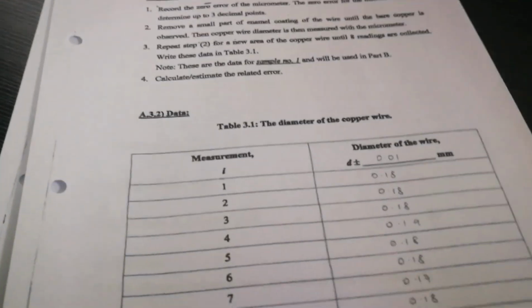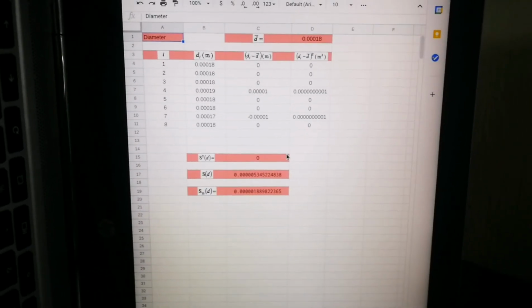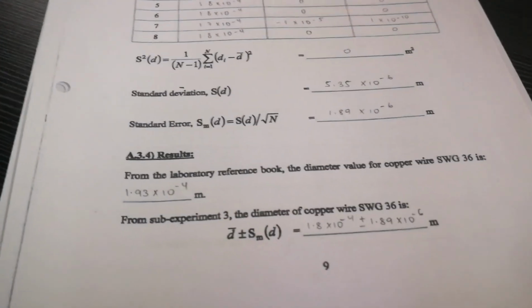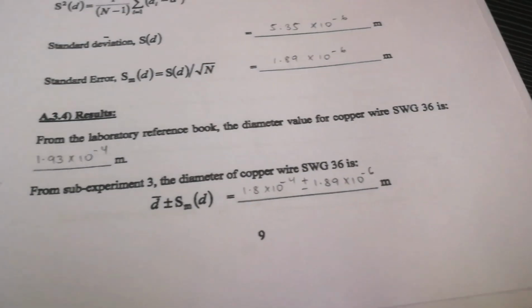And the last one is sub-experiment 3. This is the data for the experiment, and this is the table with the data. And this is the Excel with all the calculations that have been done. We have also calculated the standard deviation and the standard error, and the results of the part A experiment are as follows.